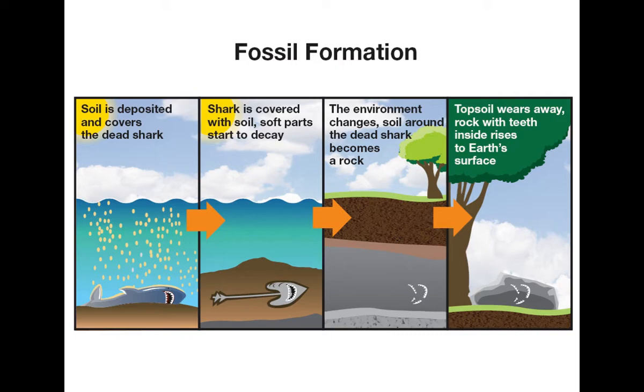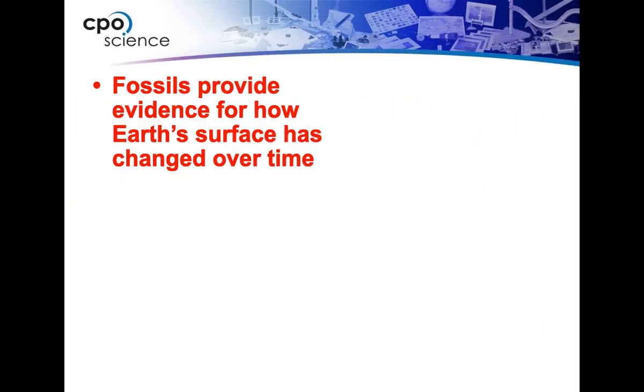And then over time, as you can see in this picture here, so let me just read through here. So soil is deposited and covers, they're using a shark here as an example, the dead shark. The shark is covered with soil, the soft parts start to decay, so like that muscle and that skin that I talked about. The environment's going to change. Maybe there's not water there anymore. That sediment can be buried for millions of years. Eventually that topsoil can wear away. And then now you're left with the rock that has the fossil that's inside of it.